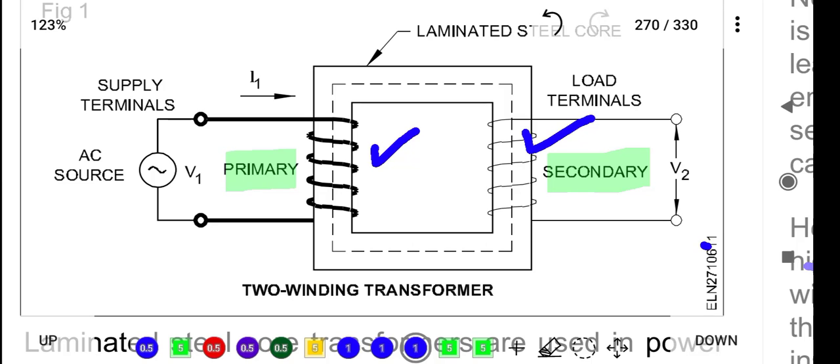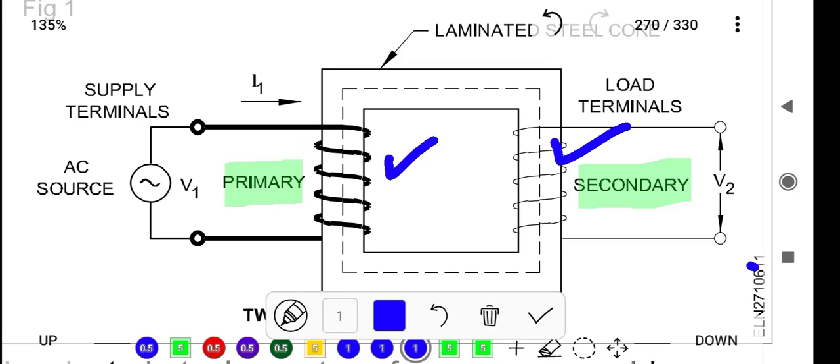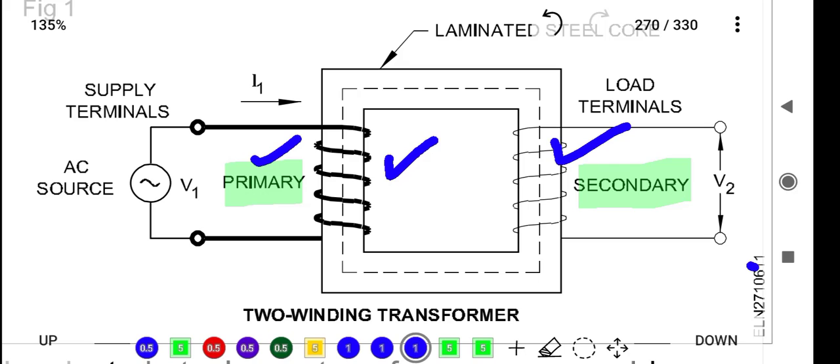First we will see the definition of primary winding. I will give the notes in the description box. You need not worry about writing the definition. First you have to understand the concept: what is primary winding, what is secondary winding, what primary winding will do, what secondary winding will do. If you clear the concept, then it is useful for you. Let's start first. What is primary winding?